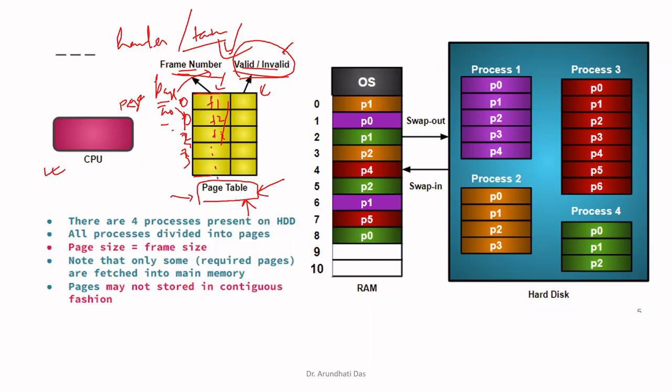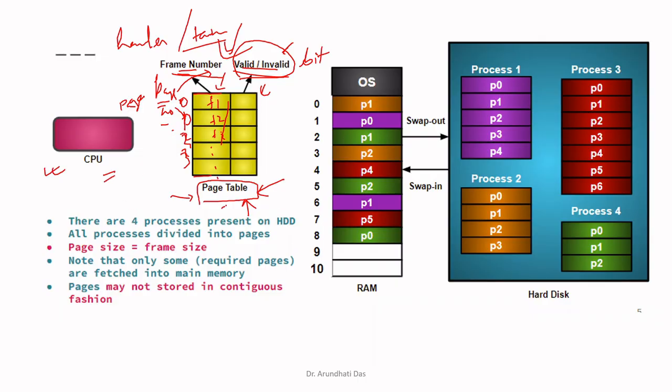Okay, and it will have a valid-invalid bit. So it will tell us some information. Okay, some more information is there in the page table. So what is the case here in this scenario that you can see in this diagram?